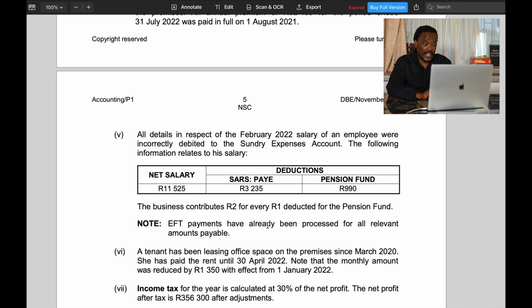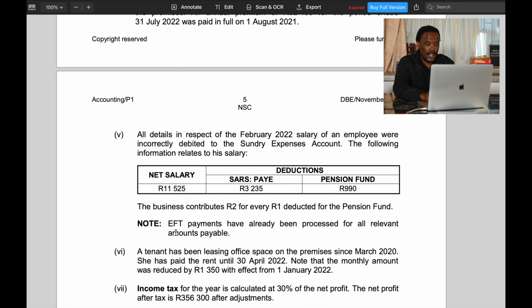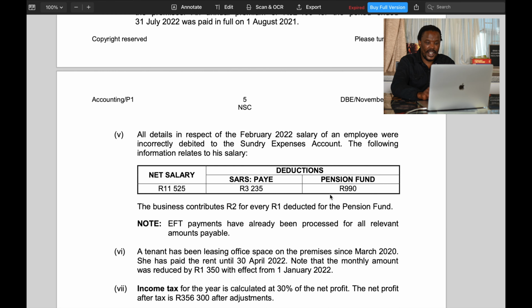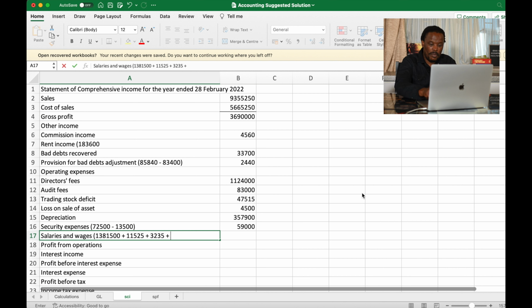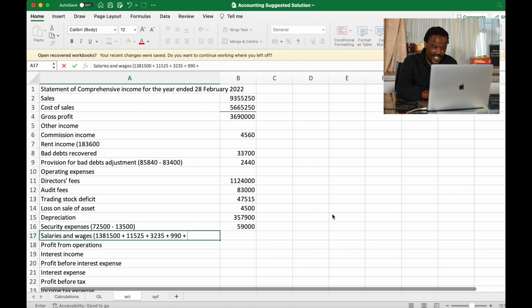This is very simple and nice, because now you must include on salaries and wages and take account of this salary of this employee of 11,525 plus other contributions that are always taking place, such as this one of pay as you earn SARS 3,235 plus the pension 990 plus 990 plus the business contributes R2 for every R1 plus 990.